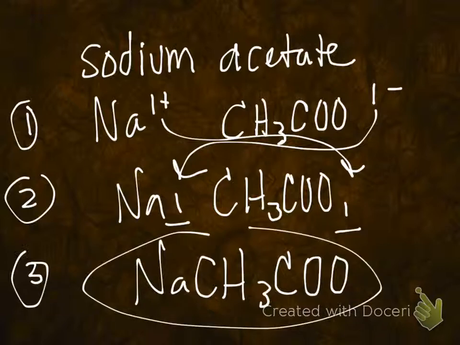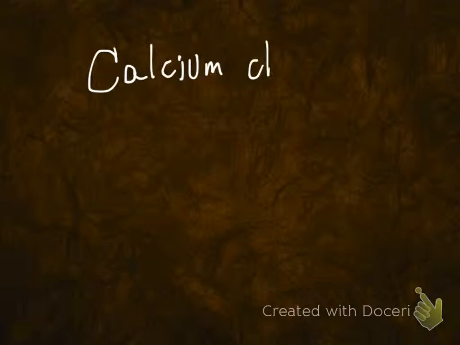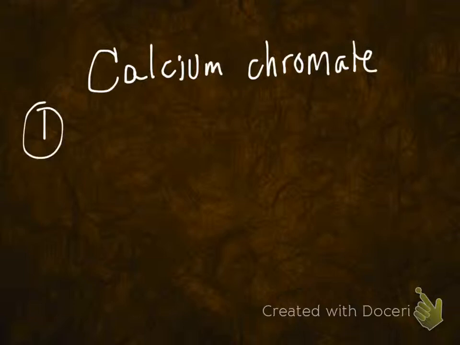Okay, so there's our first formula. You've just written a formula for a compound containing a polyatomic ion. Great. Let's keep moving. So we'll do calcium chromate. Okay. Same thing. Write your ions out. So calcium forms a 2+, and you've got to find chromate.